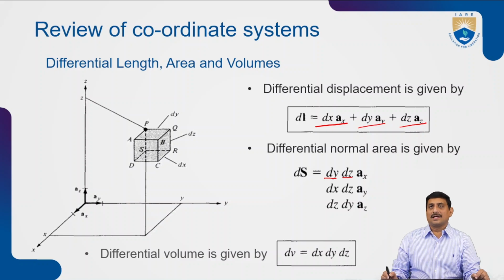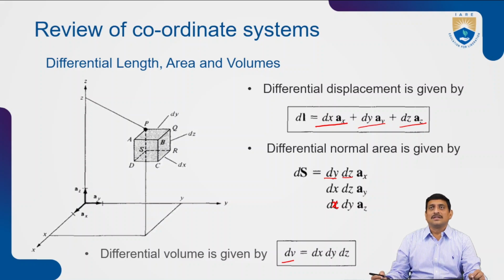So for areas, two components are variable and one is constant. For the YZ plane, x is equal to constant. If it is an XZ plane, y equal to constant, or if it is an XY plane, z is equal to constant. Whereas if I take the differential volume, x is variable, y is variable, and z is also variable. All three are variables. So the differential volume is given by dv equal to dx dy dz.